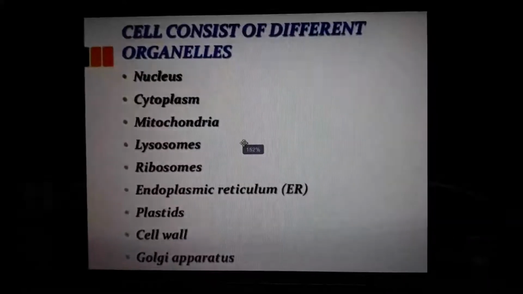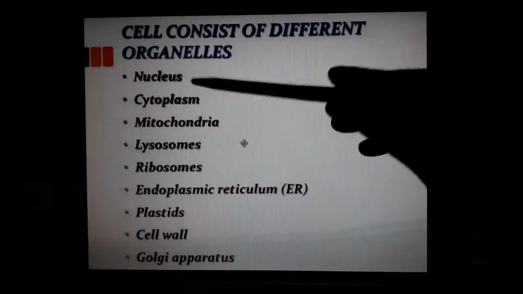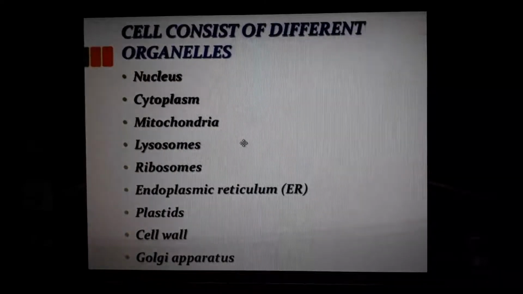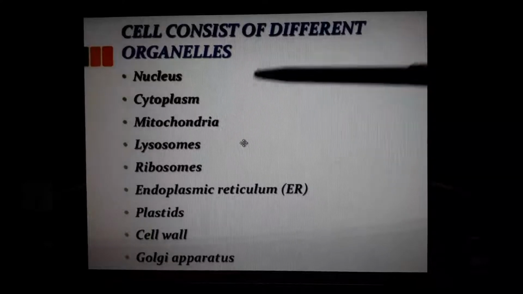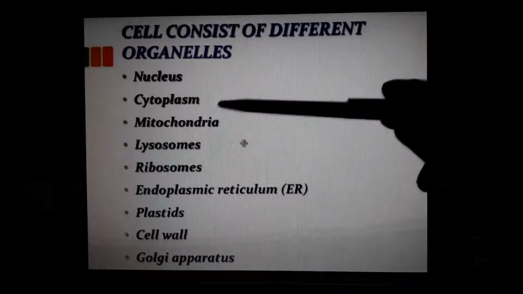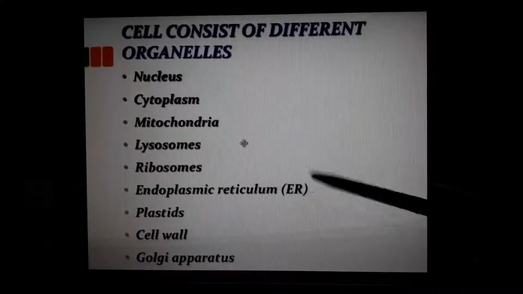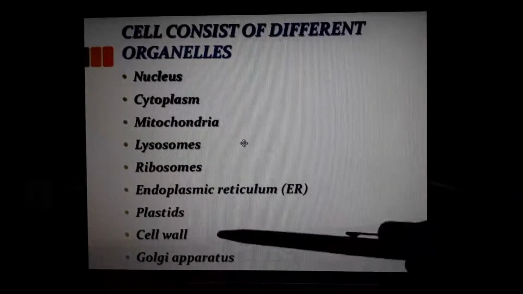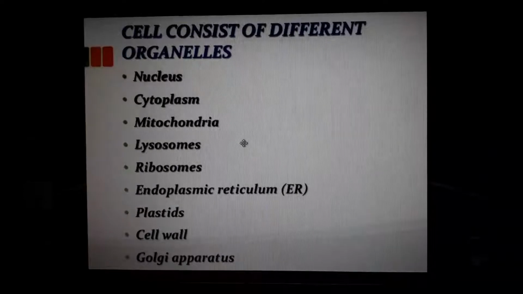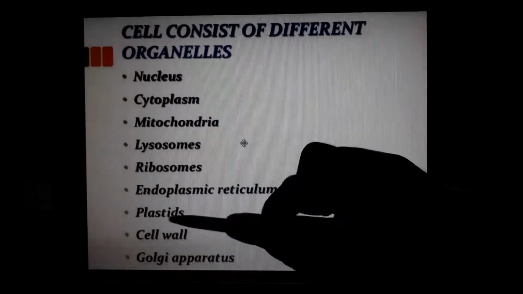Cell consists of different organelles. Different organelles like nucleus, which you already know, cytoplasm, the entire inside of the cell, mitochondria, the powerhouse of the cell, lysosomes and ribosomes, mostly regarding chromosomes. Endoplasmic reticulum is there, plastid, cell wall and Golgi apparatus. Golgi apparatus was not in that picture, we will study it in detail. These are the things we are going to study in this chapter.